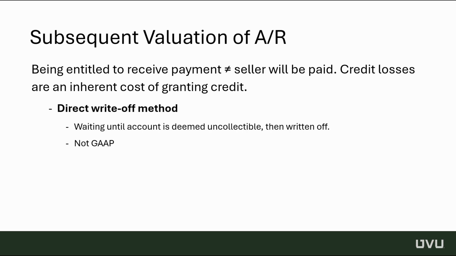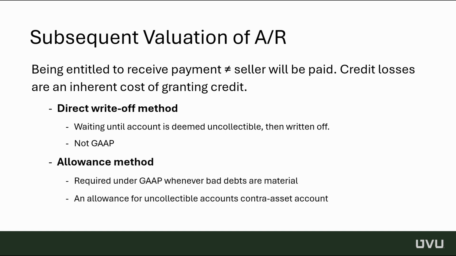The direct write-off method is a straightforward approach. You wait until you make the determination that an account is uncollectible, and then you write it off. You record a bad debt expense and reduce accounts receivable. For many small businesses that use the cash basis of accounting, and especially where credit losses are minimal, this is a perfectly acceptable method. The problem is, this approach is not GAAP compliant when bad debts are material to the financial statements, primarily because it does not provide financial statement users with timely information about potential credit losses. That's why the allowance method is required.